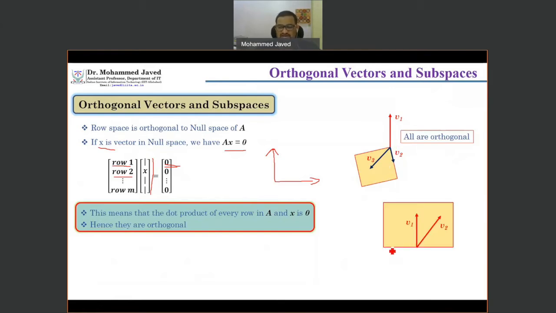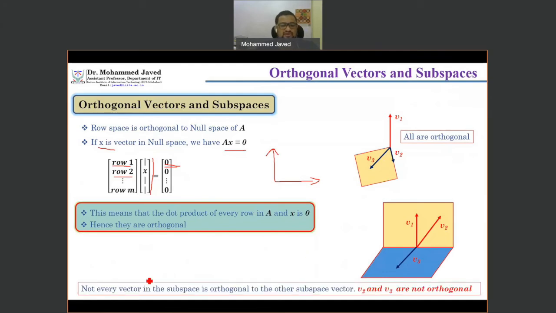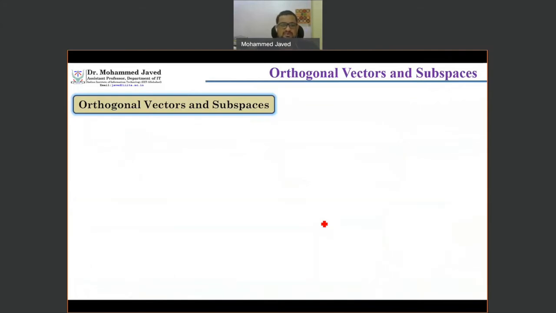On the other hand, if I take two vectors v1 and v2 in this particular plane, and I have another plane represented in blue color, which is v3, we can see that v1 may be perpendicular to v3, but v2 is not perpendicular to v3. What does it imply? It implies that not every vector in the subspace is orthogonal to the other subspace's vectors; here v2 and v3 are not orthogonal. That is the key thing which we should remember here.